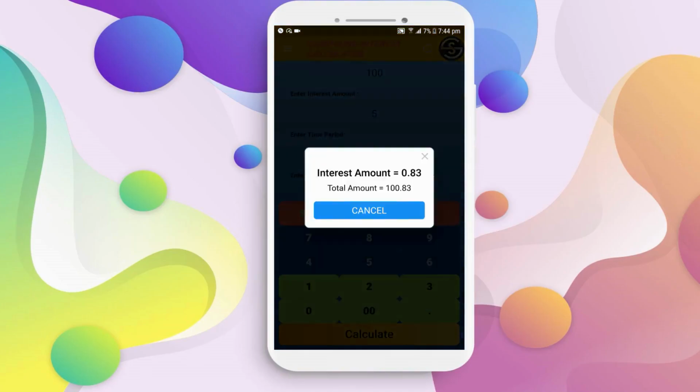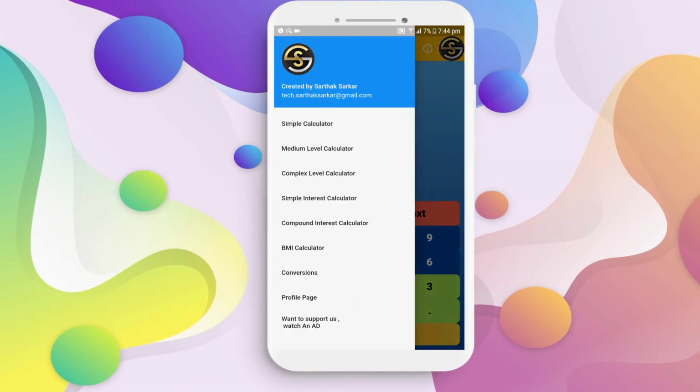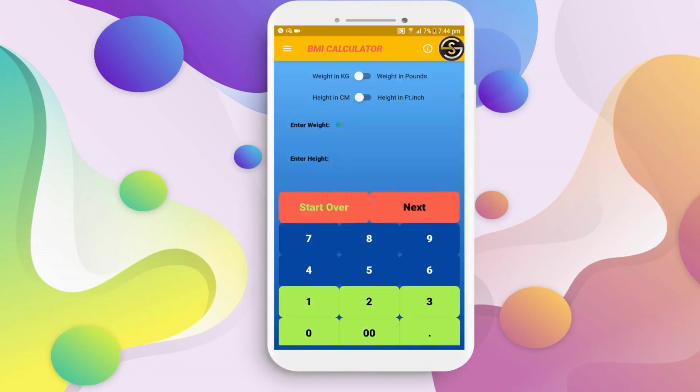Once we click on next, the total amount is 100.83 and the interest amount is 0.83. This formula is useful in calculating compound interest, and our calculator uses it to calculate your compound interest values. Moving on to the BMI calculator, which is next in the app drawer.